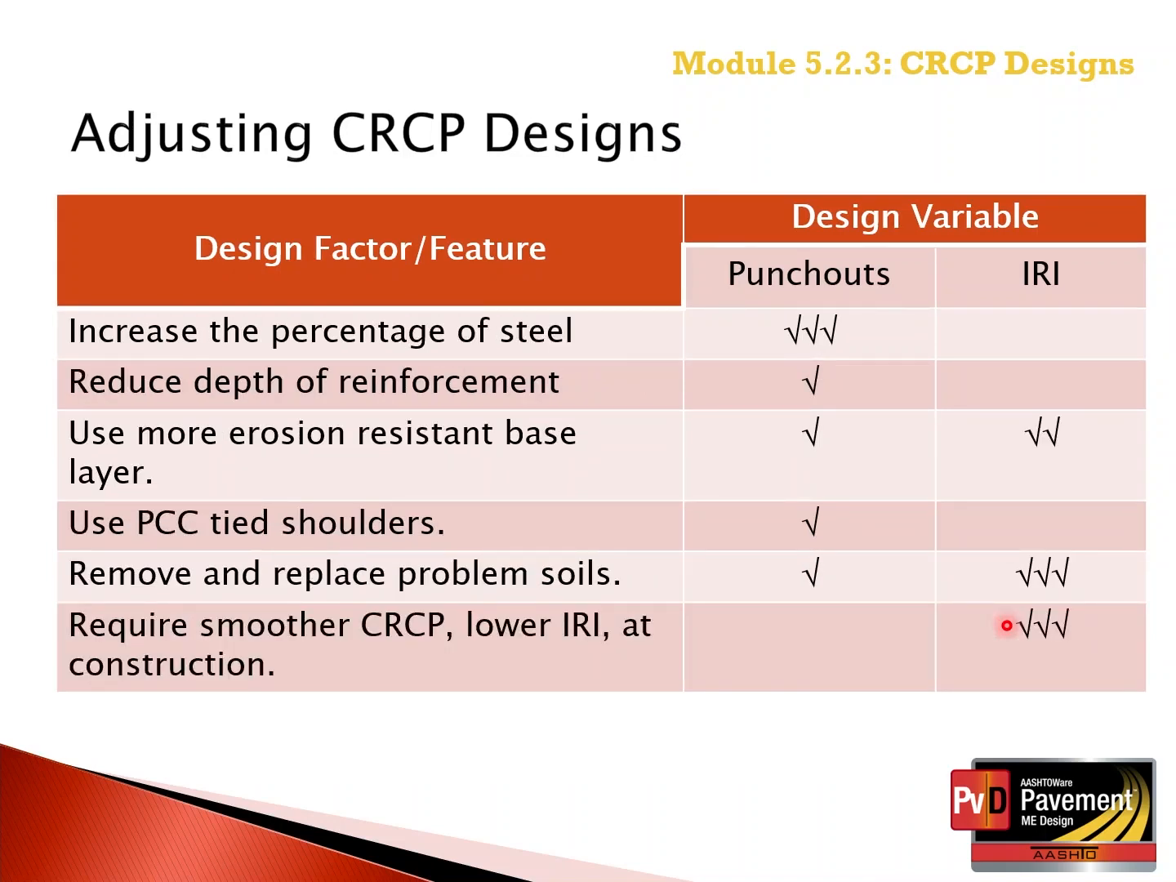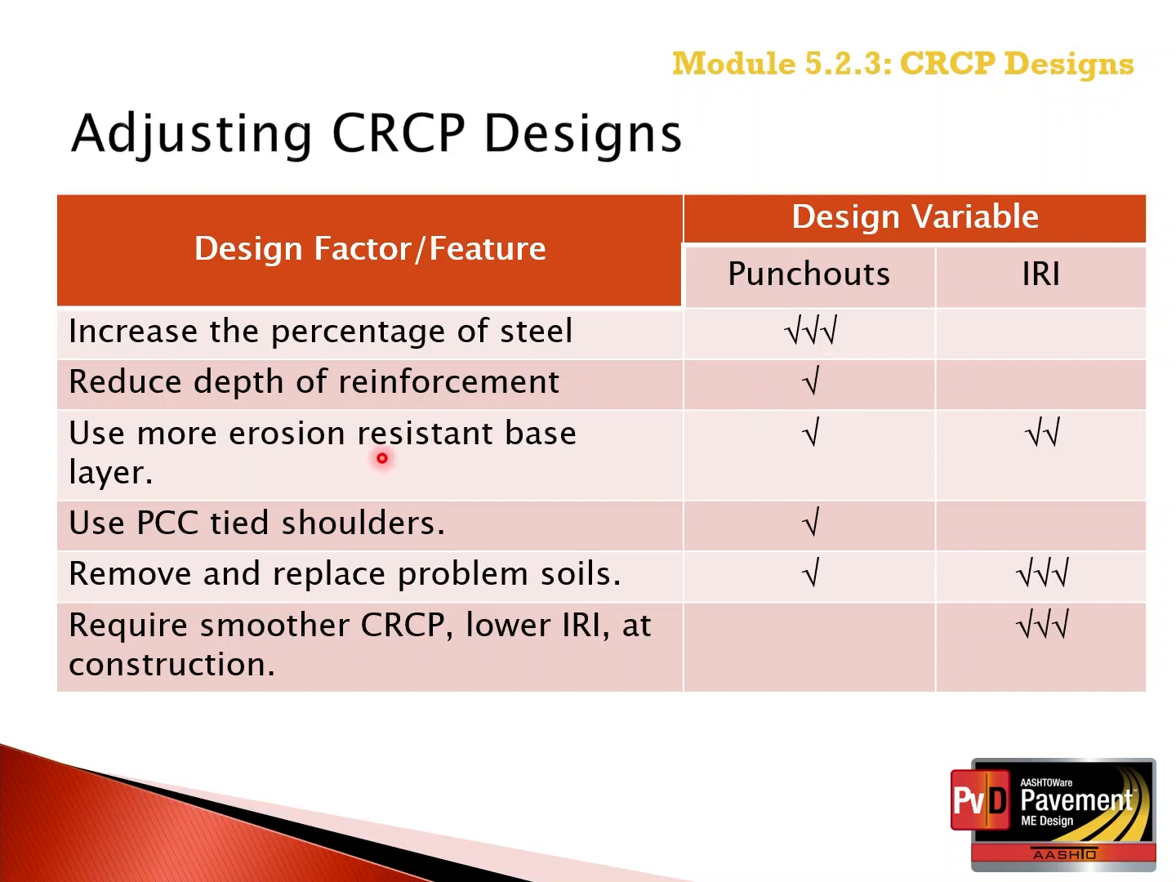Now, continuing with the impact of the different design properties as displayed on this table. Increasing the percentage of steel has a significant impact on the number of punch-outs. Increasing steel reduces the number of punch-outs. Reducing the depth of reinforcement has a minor to moderate impact on the number of punch-outs. Reducing the depth of the steel, having it closer to the surface, reduces the number of punch-outs.